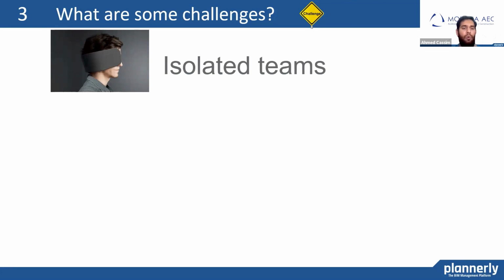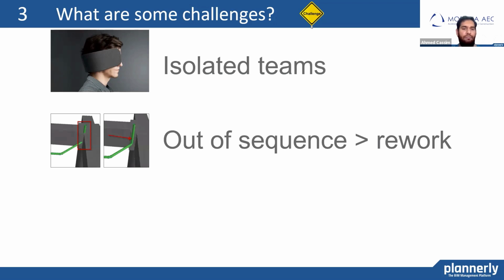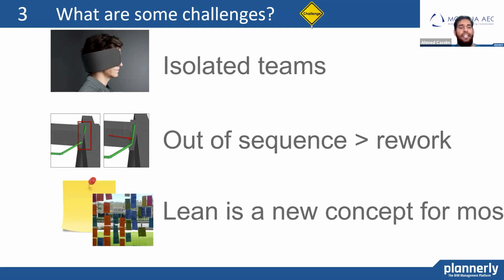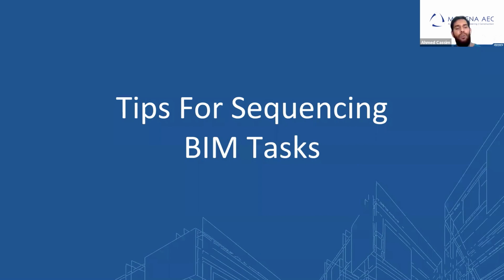Since we can't all be in the same office and it's difficult to influence other people's work, we can end up with out of sequence work, which leads to rework due to having to move something because it didn't work out. Using lean design management concepts is starting to become more common, but for most, this is actually a completely new concept. So let's talk about some tips on how to sequence the tasks in a more optimal order.